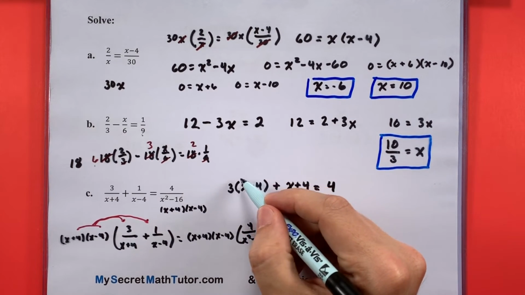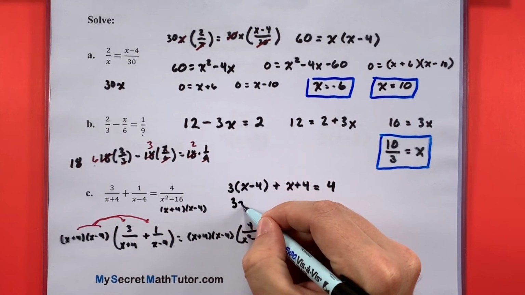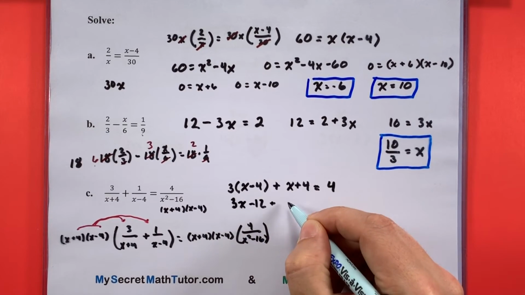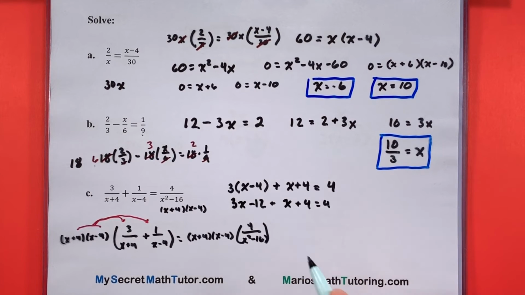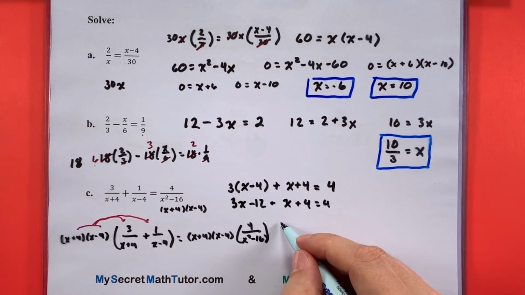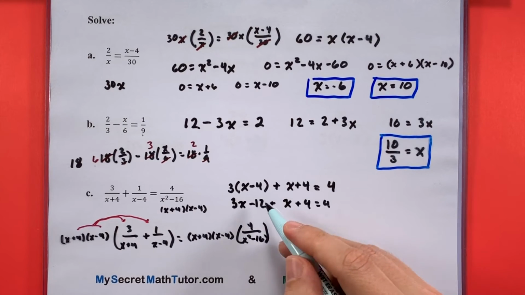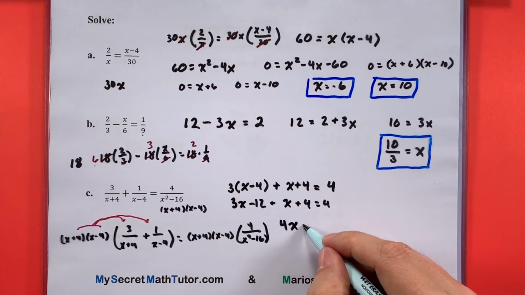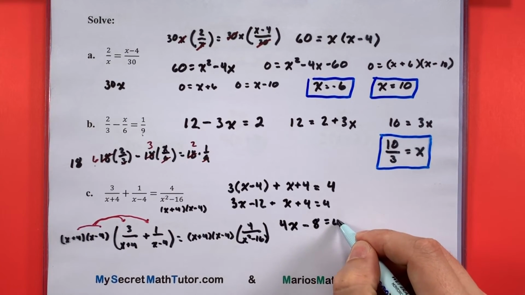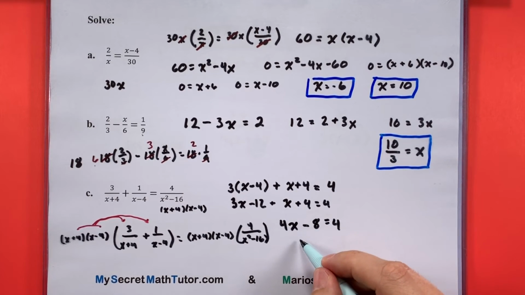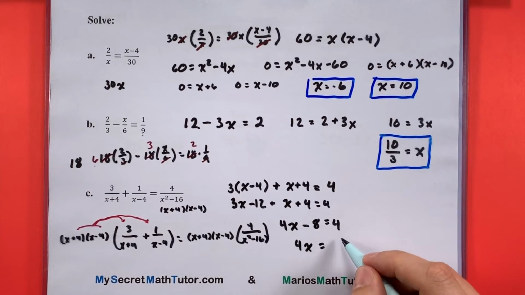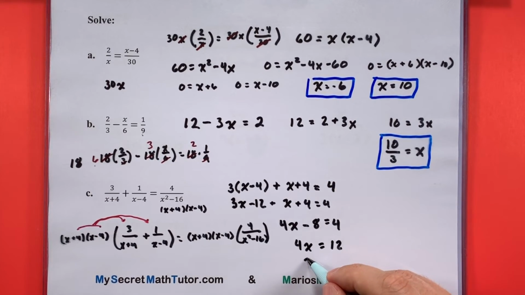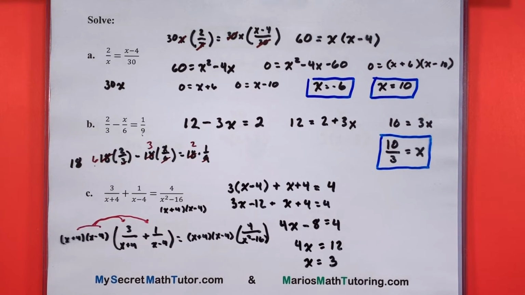We can distribute a 3 into this first parentheses, so 3x minus 12. And then really work on getting the x's all by themselves. Let's see, if we combine them together, 3x plus x would be a 4x. Negative 12 plus a 4 would be a negative 8. Almost. Let's get that negative 8 to the other side. By adding 8, that would give us a 12. And then if I divide by 4, I end up with x is equal to 3.